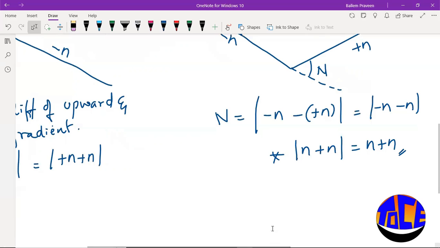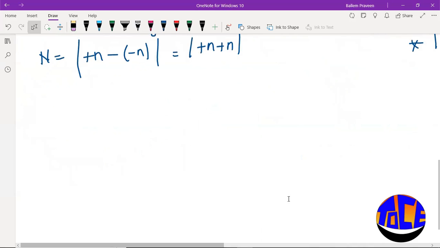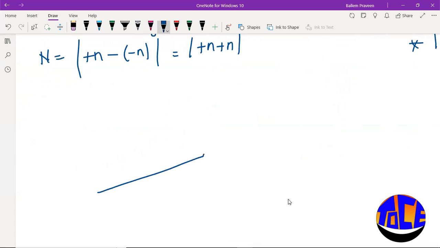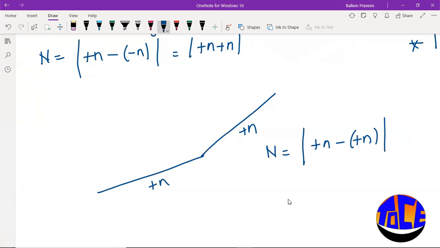This value changes only when, something like this, an upward gradient is meeting a higher upward gradient, another upward gradient like this. So this is plus n and this is also plus n. In this case the n value changes: n is equal to plus n minus of plus n, so it will be n minus n. So based on the given condition, this deviation angle will change.